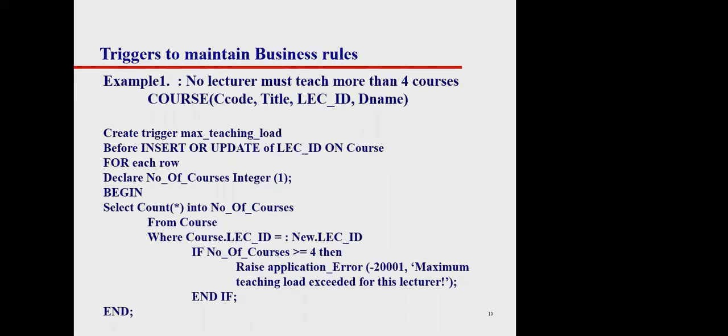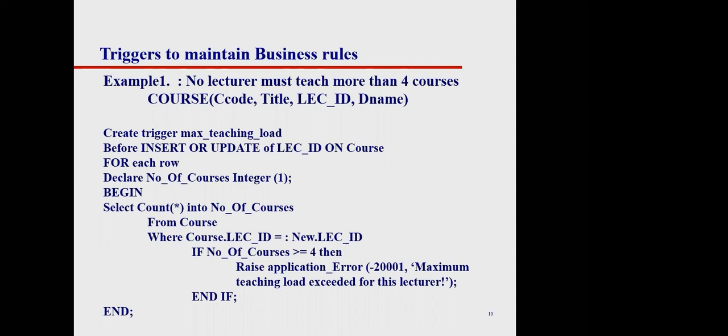Now look at this one. How can you apply this business rule if you are making a database for a university, college or school? You say that a teacher will have a maximum of 4 courses, otherwise the system will give an error message.